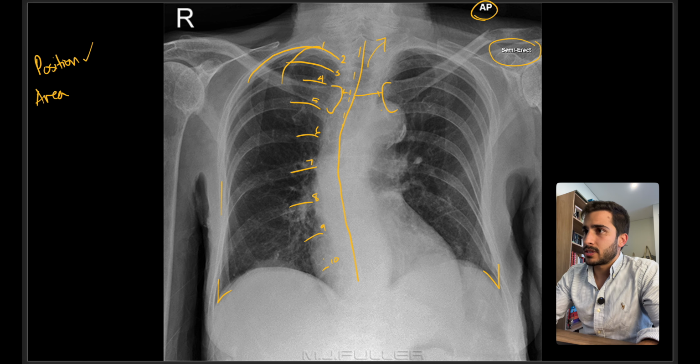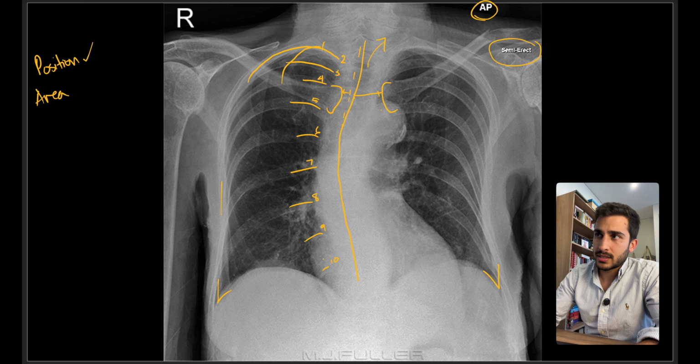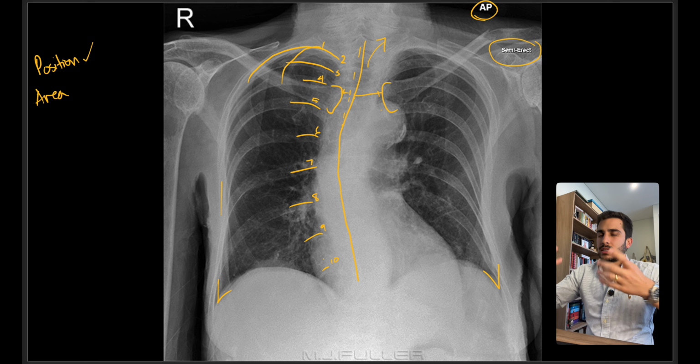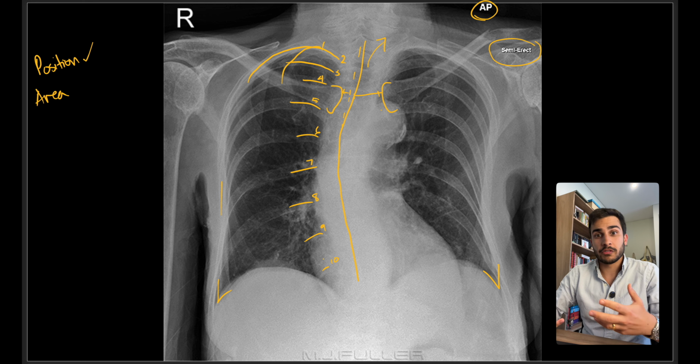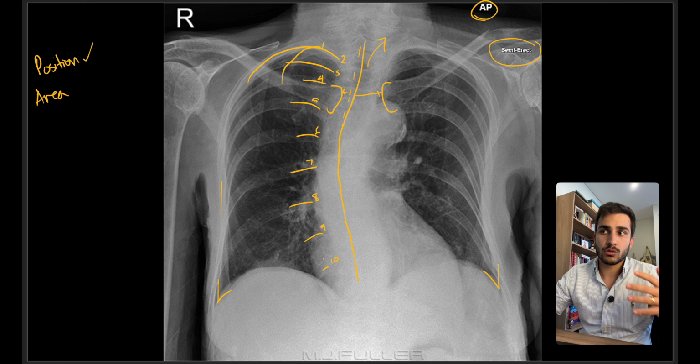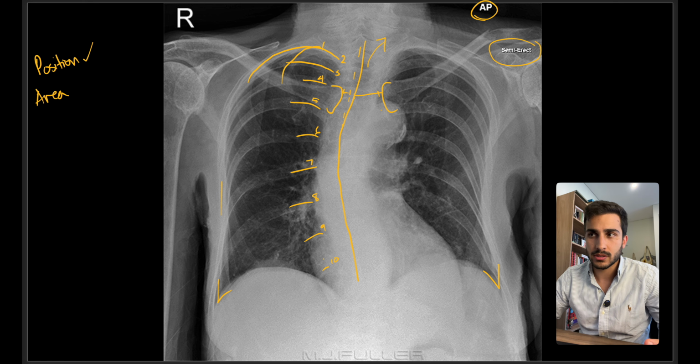If it's an AP semi-erect position, you just see about 10 ribs, so I wouldn't necessarily repeat this, but you can kind of tell that it would have looked like more of a nice chest x-ray if there was more of the lung present, but definitely within the normal limits.